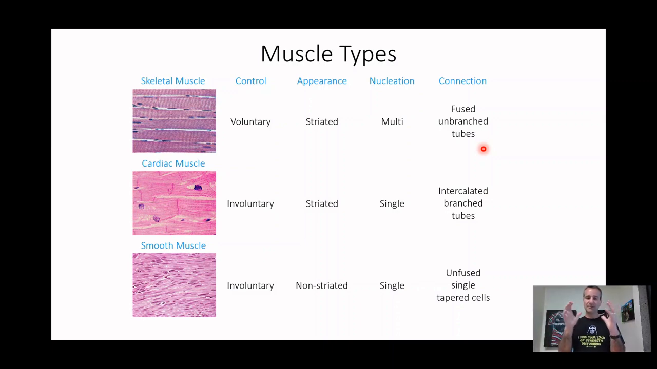We've caused them to come together into this much bigger cell. All right? Now, in contrast to our skeletal muscle, our heart muscle, or our cardiac muscle, doesn't look exactly the same. It looks somewhat similar, but there are some differences. The first important difference is that it's involuntary.